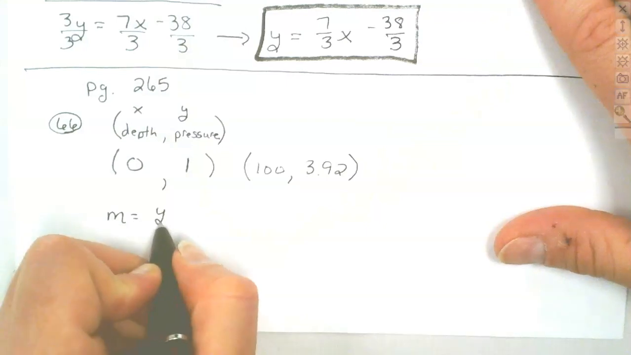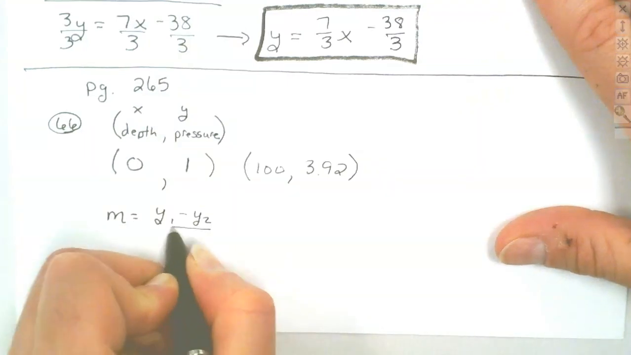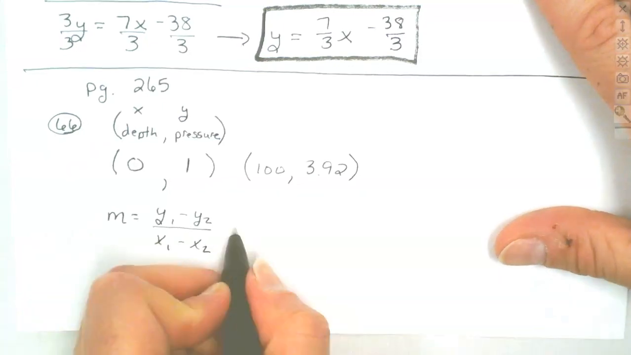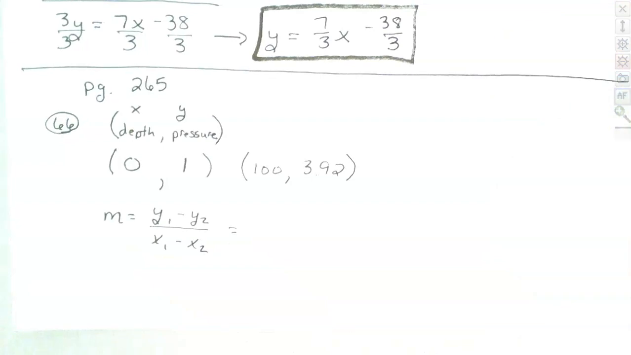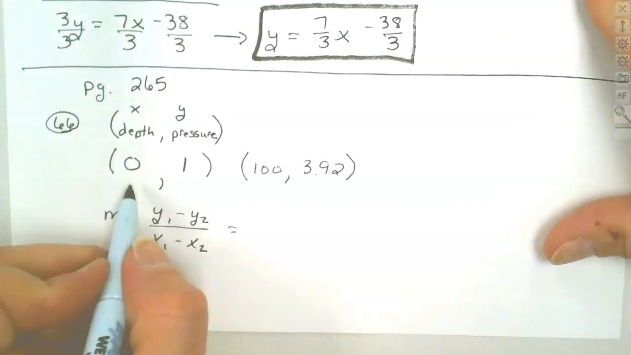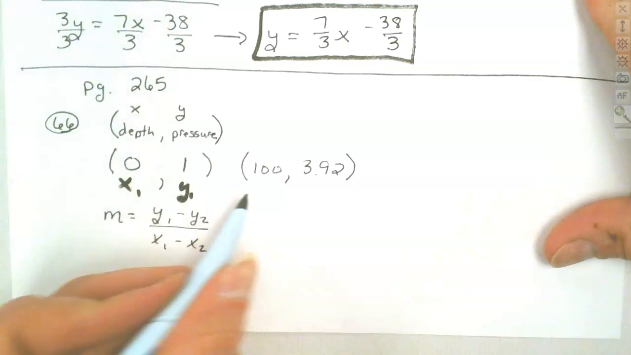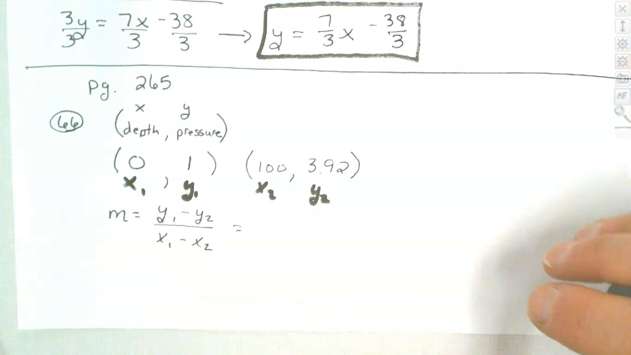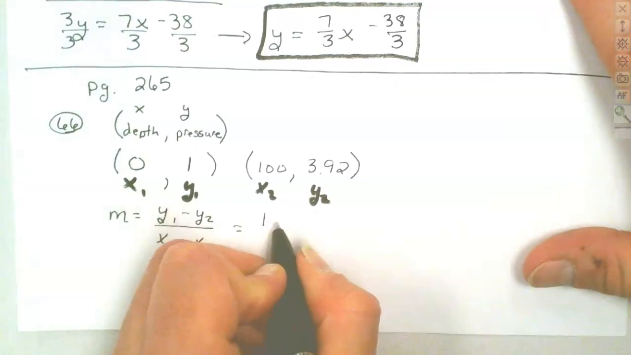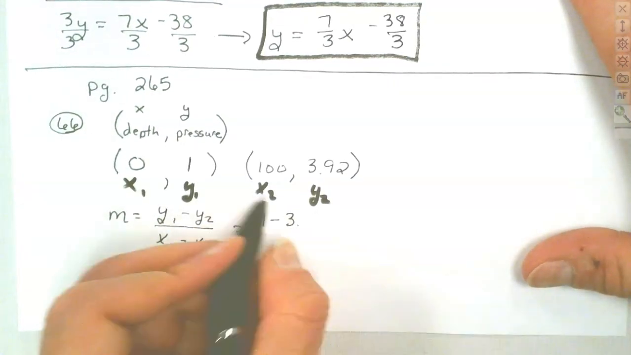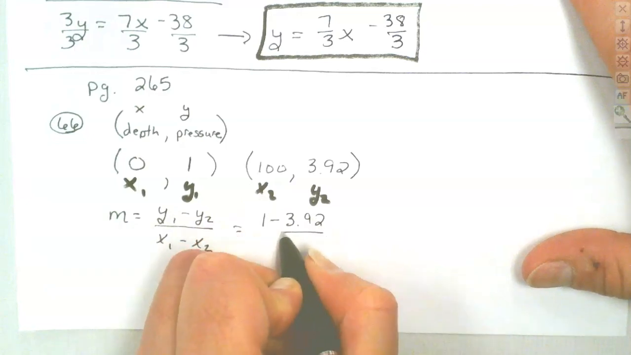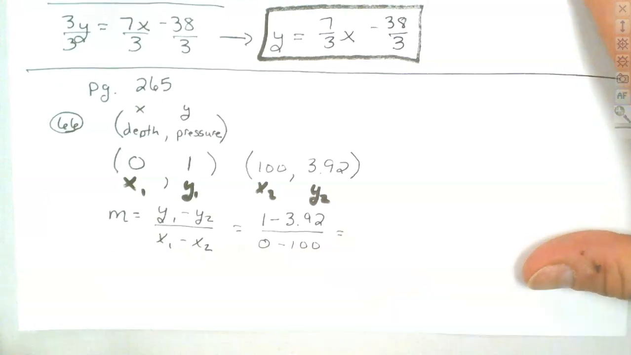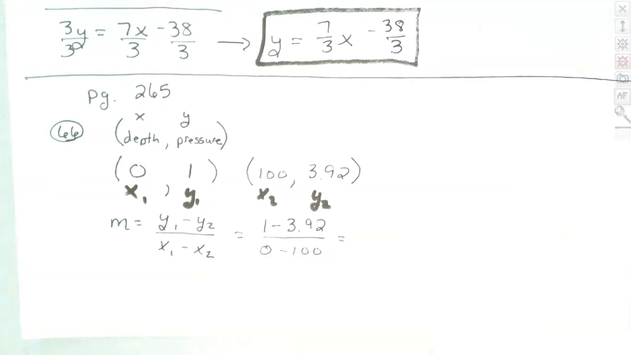M is y1 minus y2 over x1 minus x2. And again, label our ordered pairs, just like we did a moment ago. x1, y1, x2, y2. Plug our values in, and we get 1 minus that 3.92 over 0 minus 100.